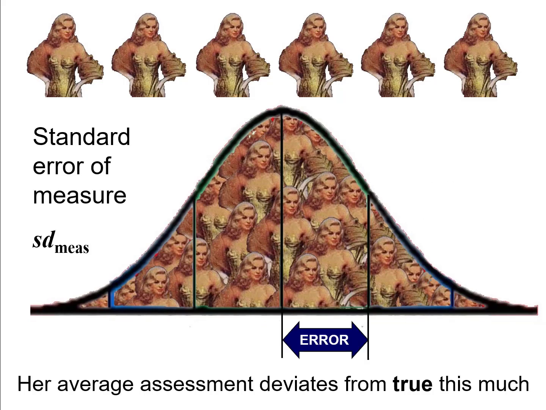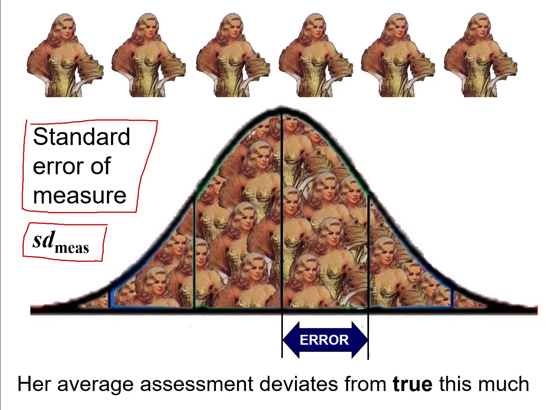And like all distributions, a distribution of measurement error will have a standard deviation. We're going to call the standard deviation of a distribution of measurement error the standard error of measure. So the standard error of measure is the standard deviation of a distribution of measurement error. And we'll abbreviate that with SD, which stands for standard deviation, with the subscript MEAS, which stands for measurement error.